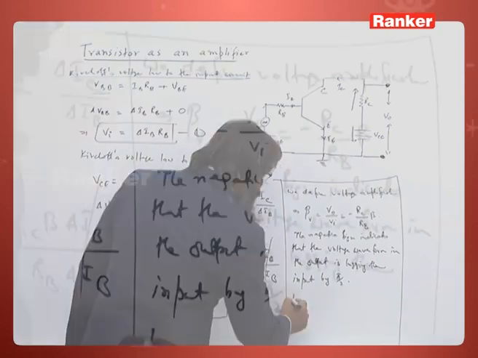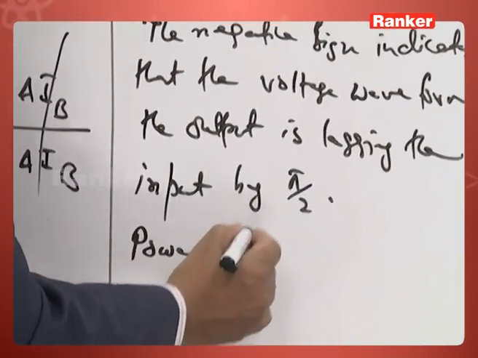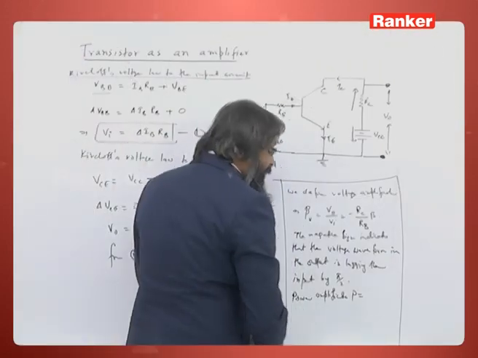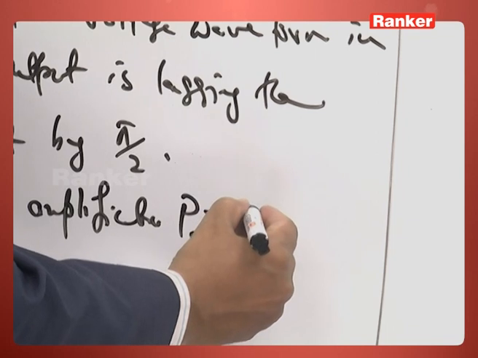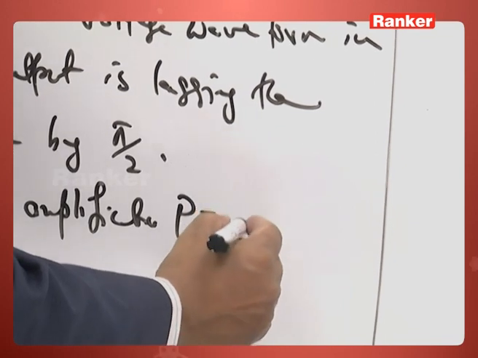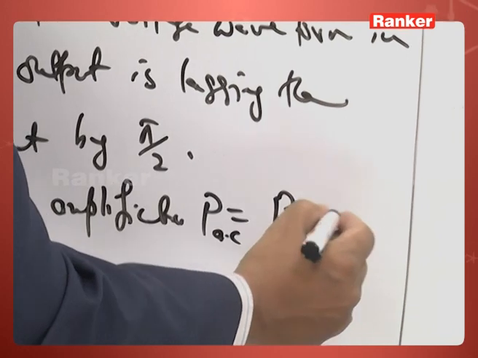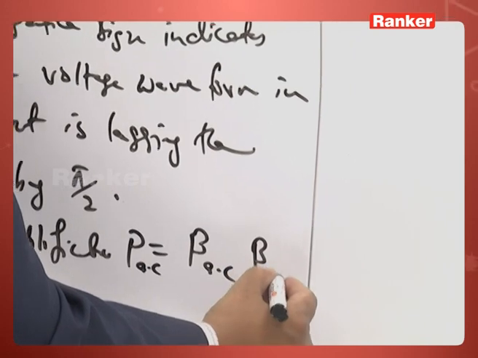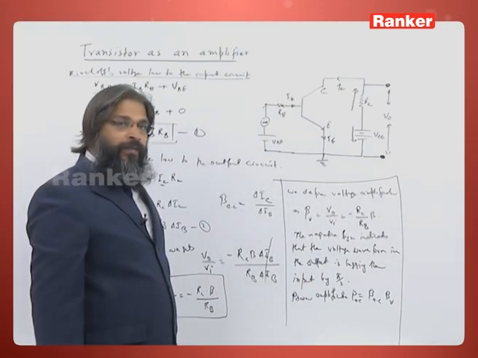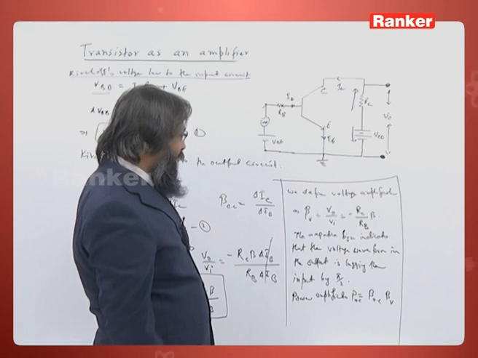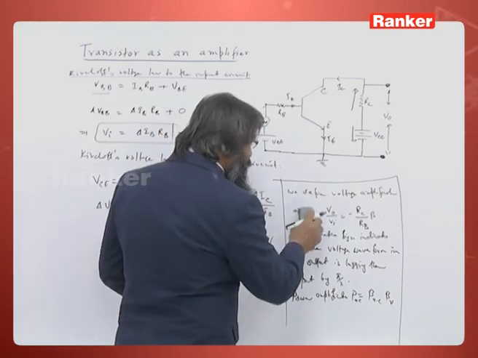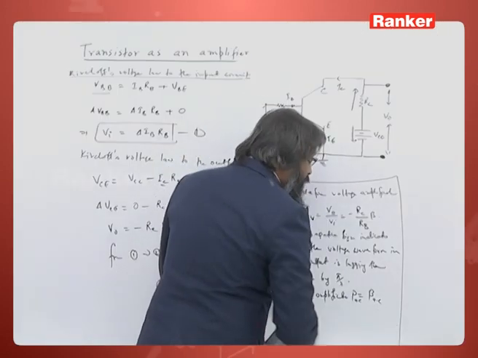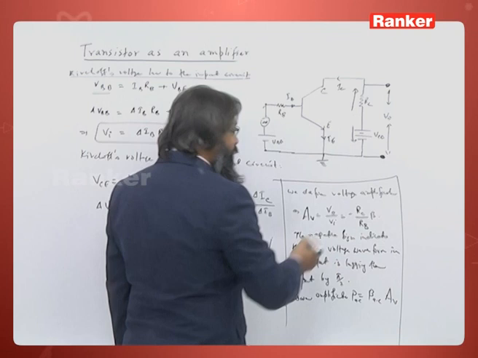Next, power amplification. P AC will be equal to voltage amplification into current amplification, that is beta AC times beta voltage amplification. We generally denote voltage amplification not by beta but by A. So let us write this as A voltage, AV.